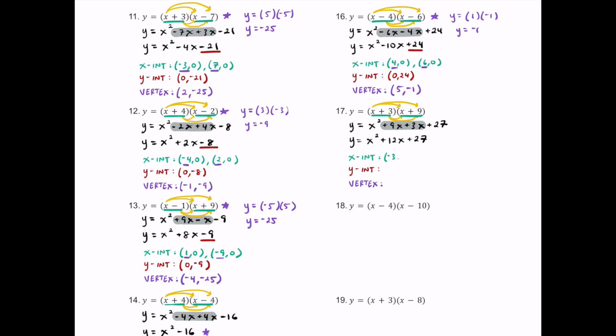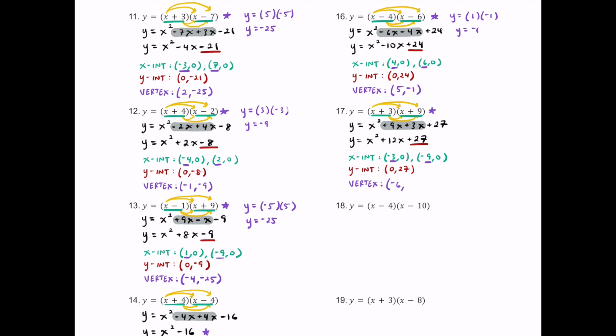One x-intercept will be negative 3 comma 0, and the other one will be negative 9 comma 0. In terms of the y-intercept, we will have 0 comma positive 27. For the vertex, this negative 3 and negative 9 are 6 away, so half of 6 is 3. So it's got to be 3 away from each, so I think negative 6 would do the trick.